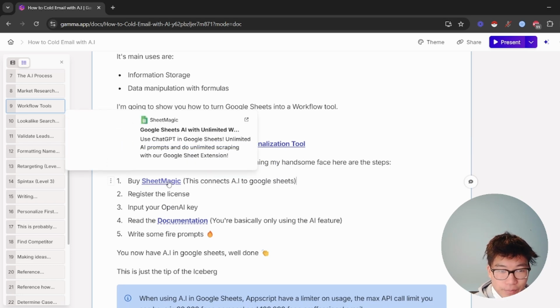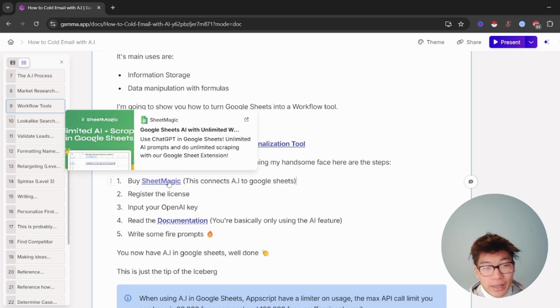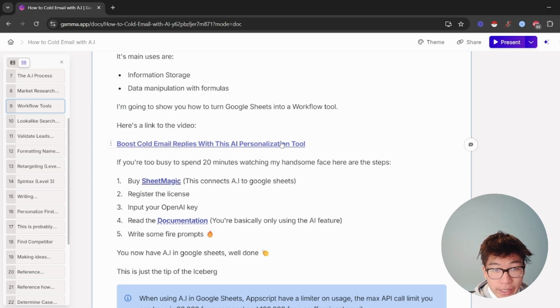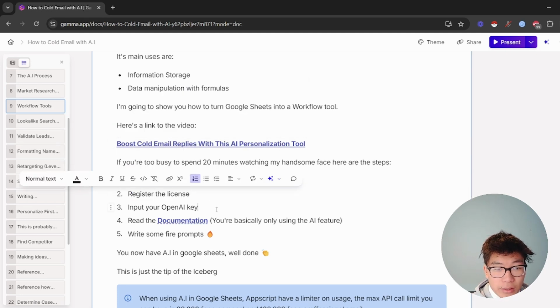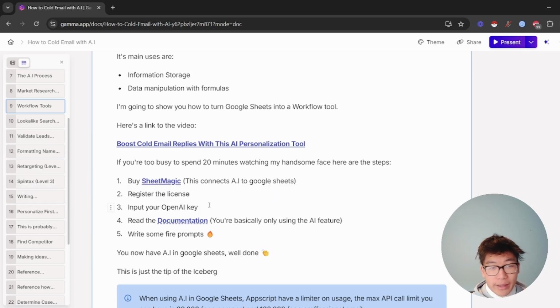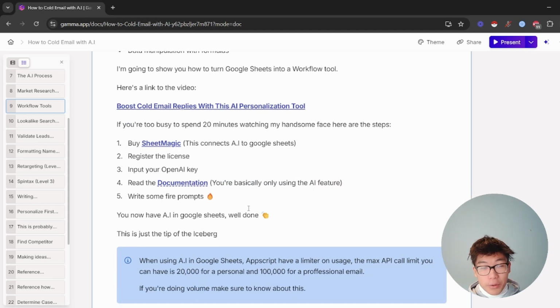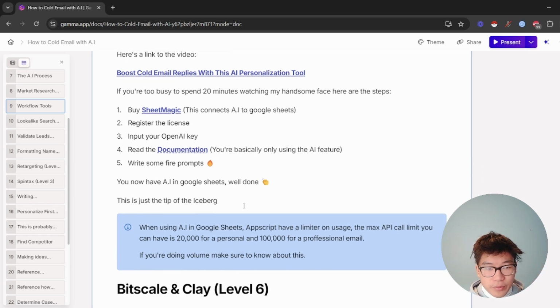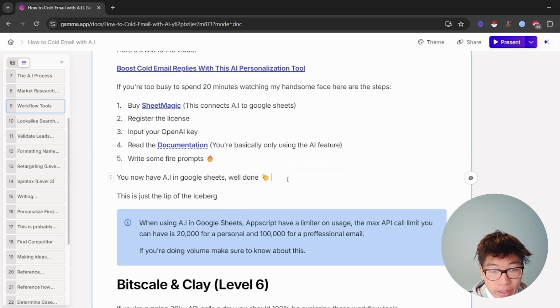So buy Sheet Magic. Sheet Magic is a way of interlinking AI, which is basically ChatGPT and OpenAI, into Google Sheets. Again, this will be gone through in this video here. You register a license, you input your OpenAI key, and you read the documentation. You're basically only using the AI feature. You write some fire prompts, and then you write some pretty incredible emails. You now have AI in Google Sheets. Well done.